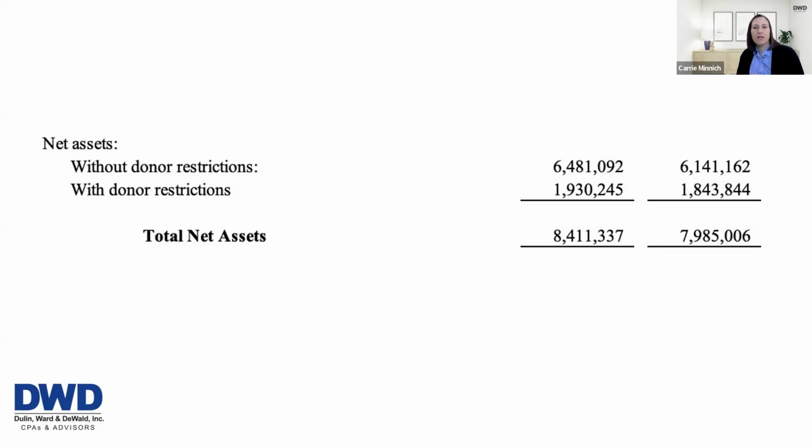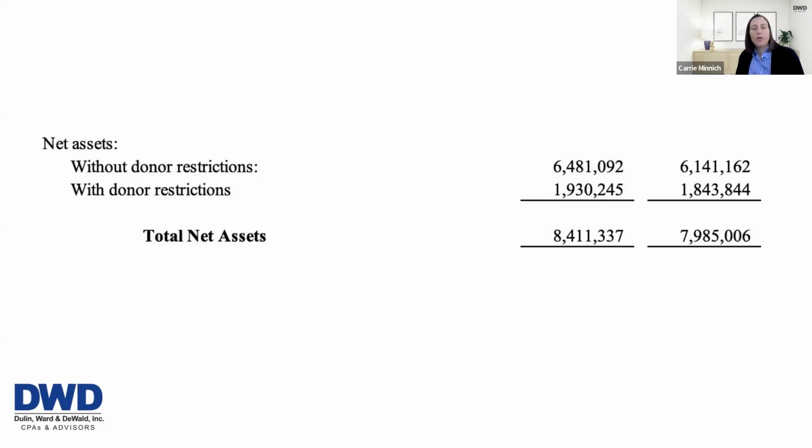When we're looking at our net assets section of this statement, we want to make sure that without donor restrictions is positive. If it is a negative number and we have a with donor restrictions as a positive number, that is not good.